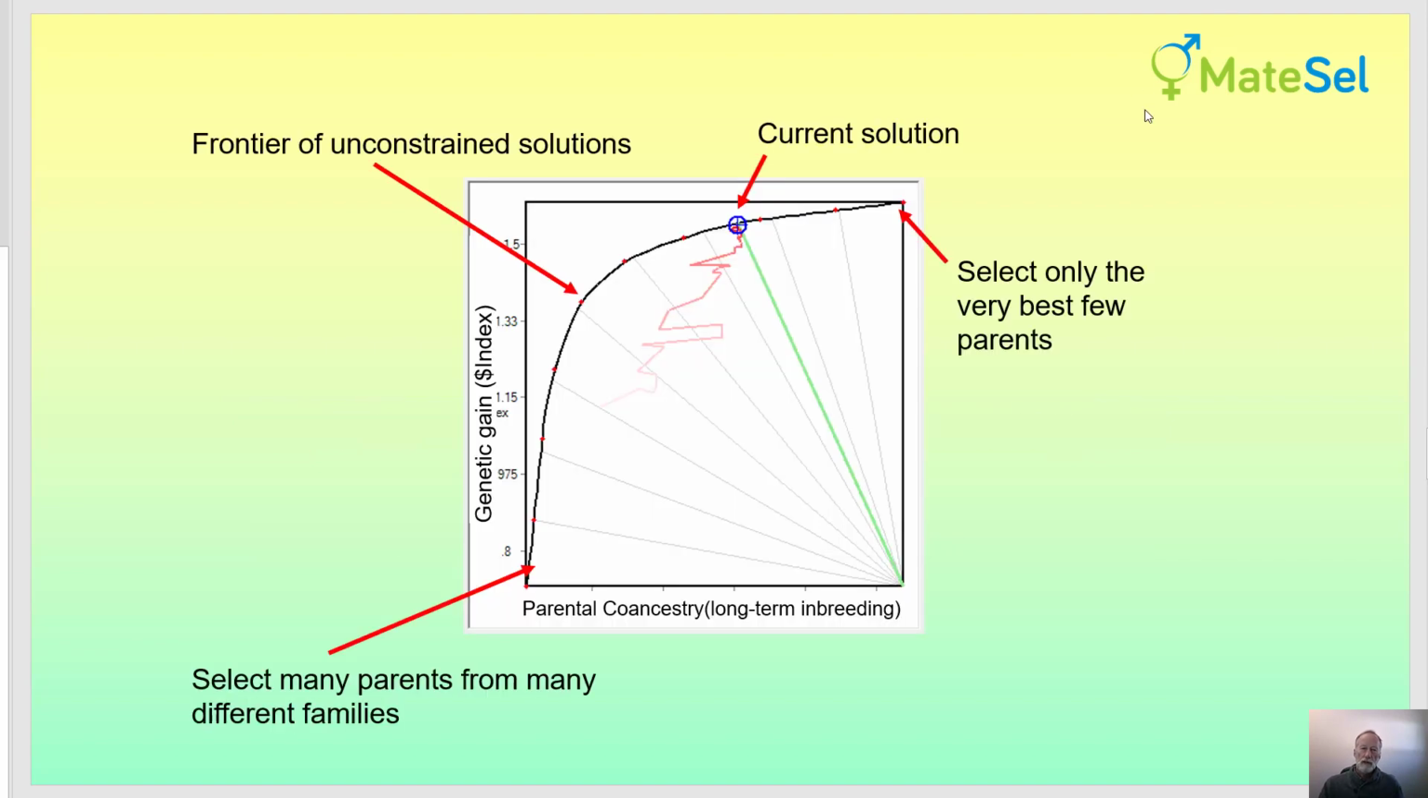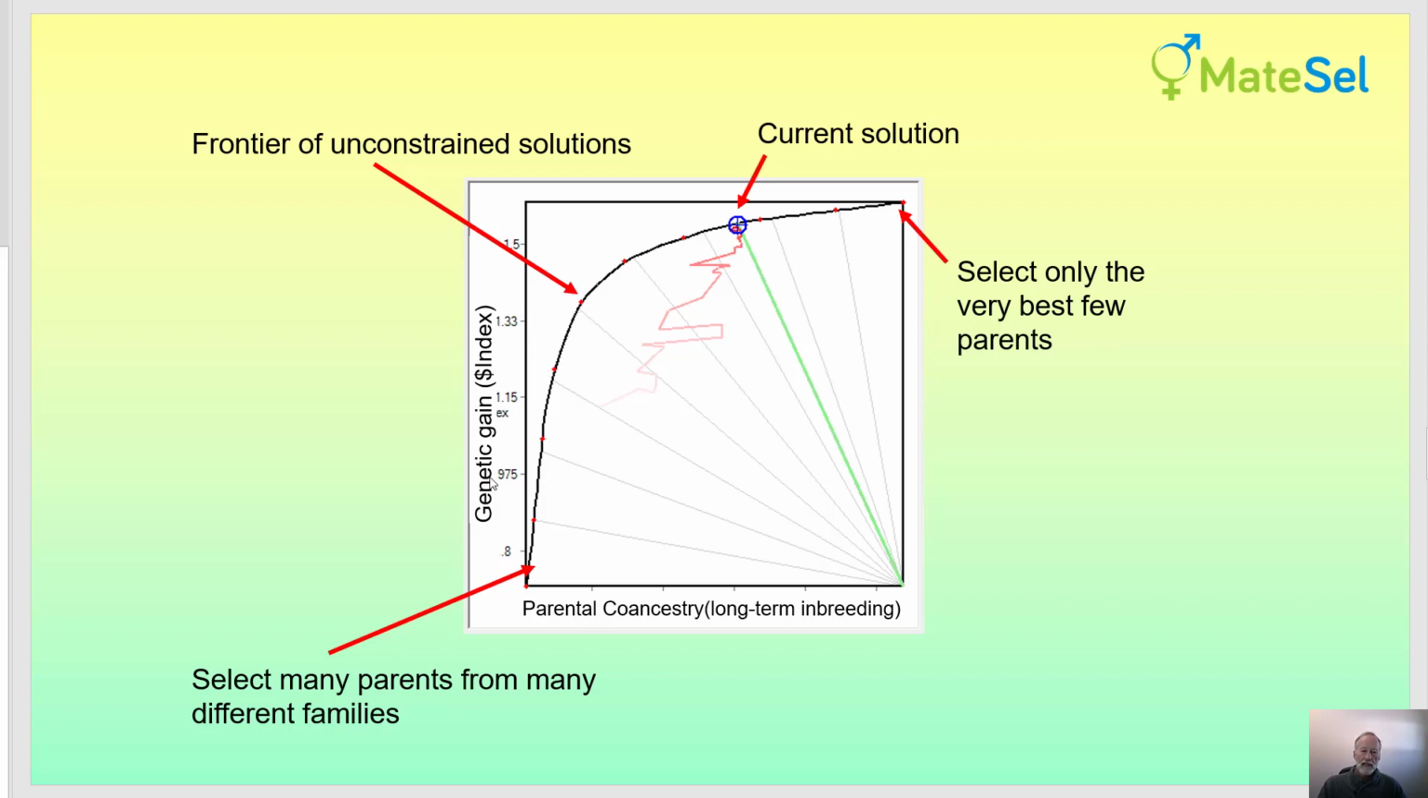When you run Matesel, you see in the bottom left graphic this thing we call the frontier. And the frontier, of course, is this slope here, and it is describing, for the resources that you've got, essentially your animal or plant population and constraints you've put on the usage of individuals that can be used as parents, how far you can push in these two different directions that I'm going to tell you about.